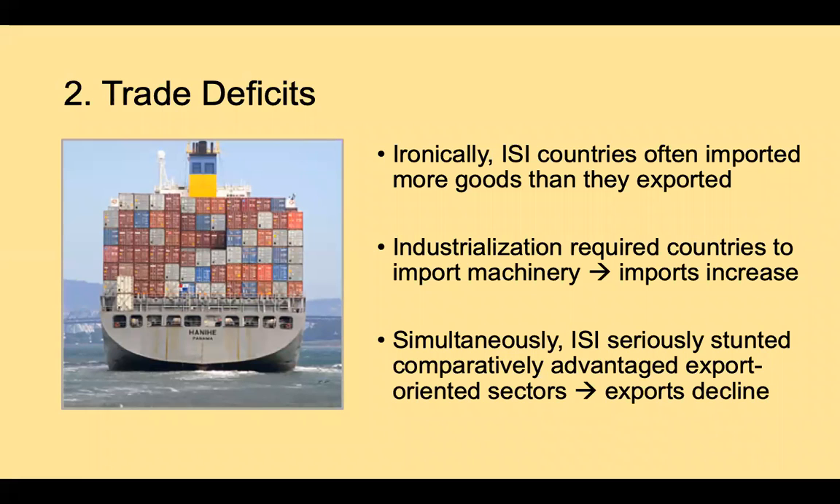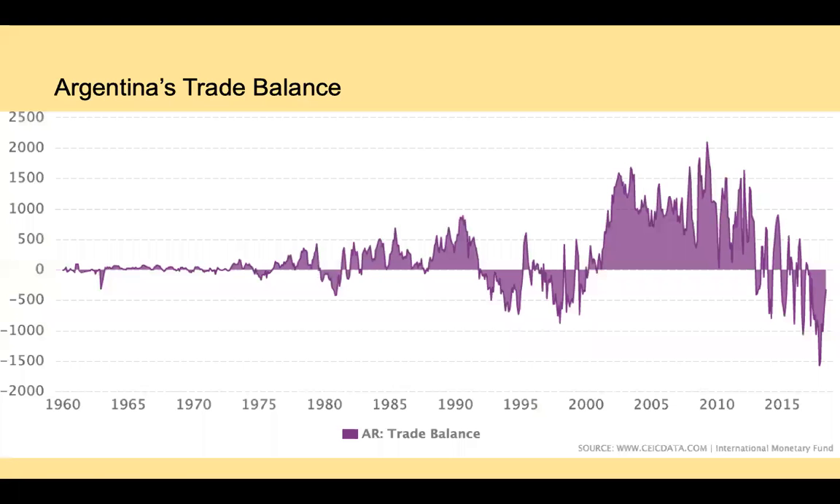They're importing more than they're exporting because they're suppressing exports and they're relying on imports of machinery and capital goods. So we've got budget deficits and trade deficits. If you take a look at the example of Argentina again, you can see these trade deficits. And one way of looking at them is examining the overall trade balance, which is basically just the difference between exports and imports. And these negative numbers indicate a trade deficit. Positive numbers indicate a trade surplus. When there's a trade surplus, it means the country is exporting more than it's importing. When there's a trade deficit, it means that the country is importing more than it's exporting.